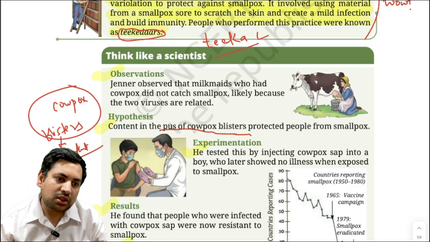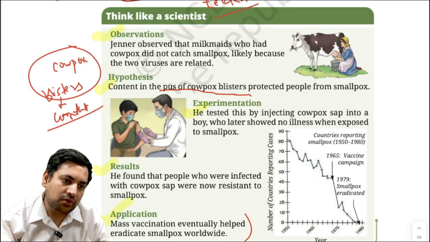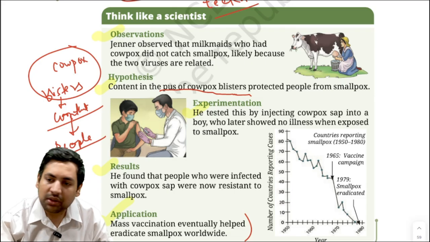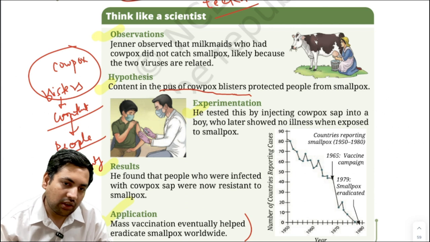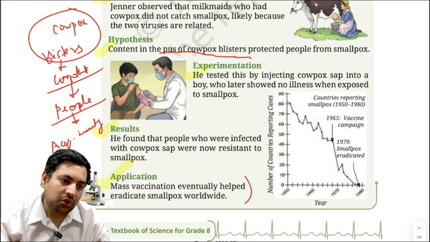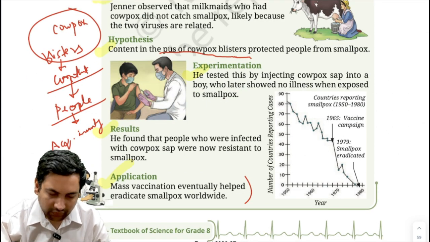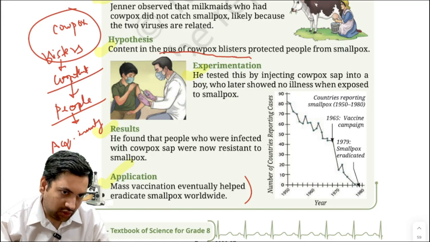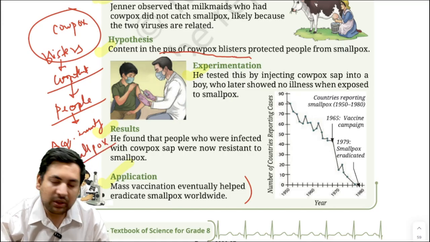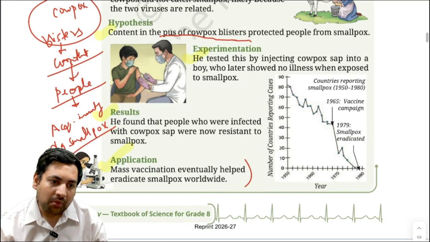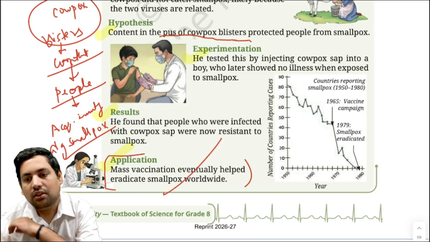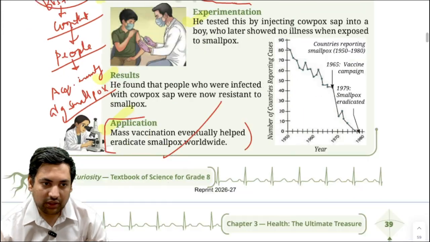And then this content was introduced in people. Because of this, people developed acquired immunity against smallpox also. That means these people became safe from smallpox. Then eventually mass vaccination was done like this, and it helped to eradicate smallpox worldwide. Now we don't have smallpox.